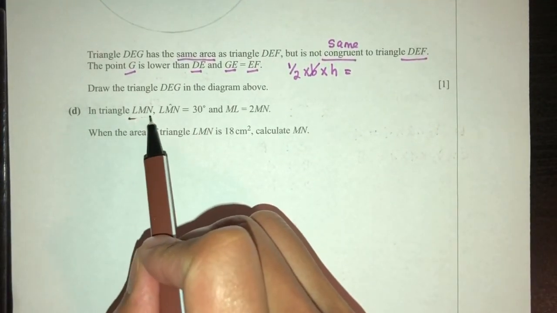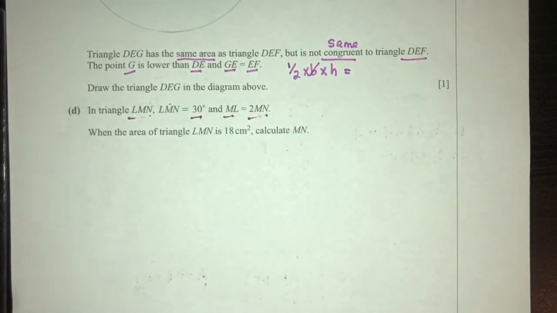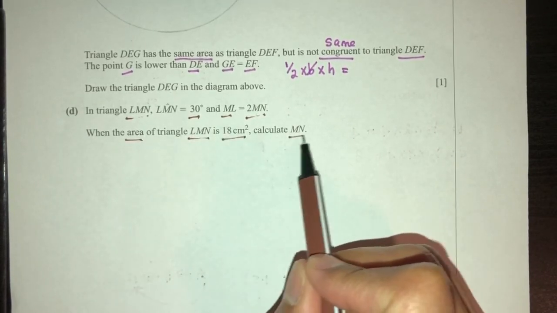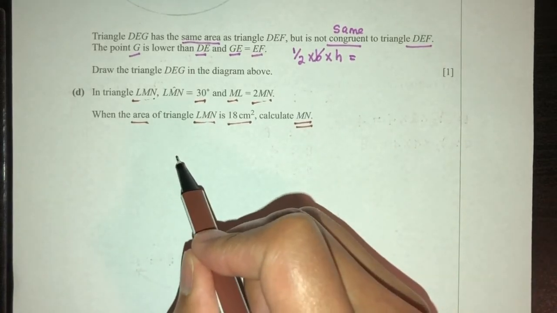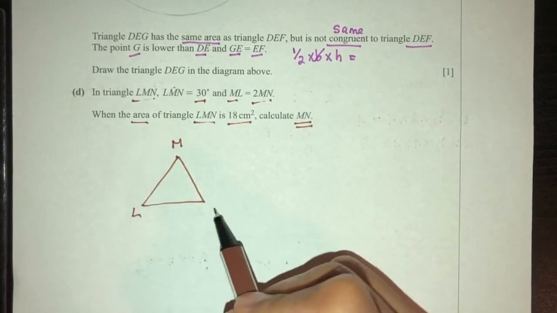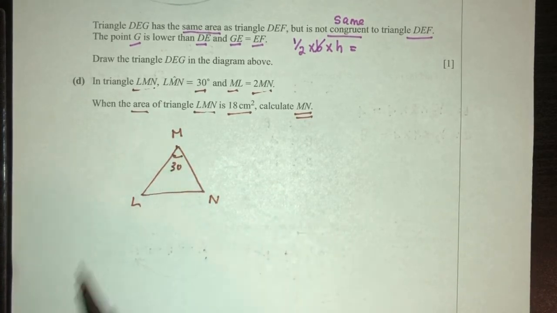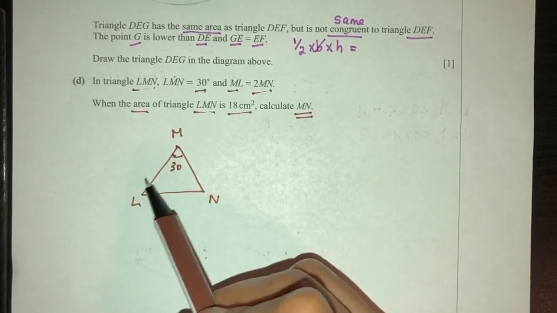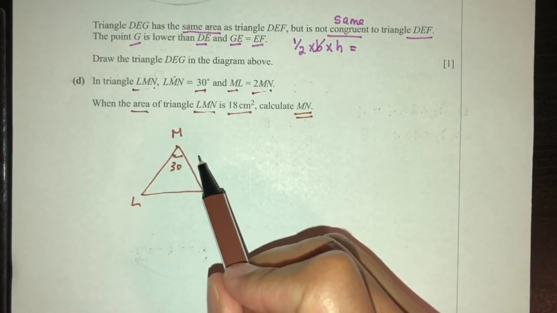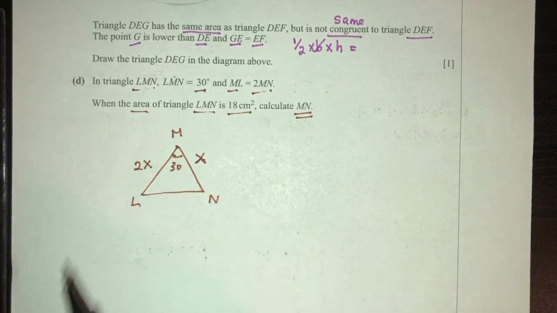So triangle LMN, we have angle LMN is 30 degrees and ML is twice MN. Now the question: when the area of the triangle is equal to this, find the side MN. For example, let's say this is my triangle MLN. We know that the angle M is 30, and we know that ML is twice MN. So let's say MN is equal to x, then ML will be 2x.